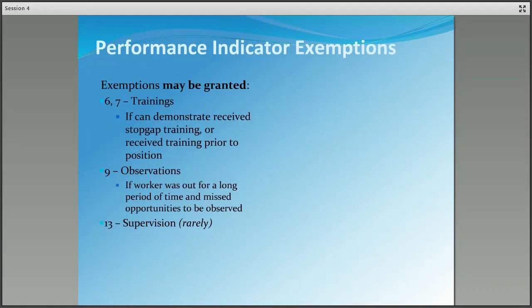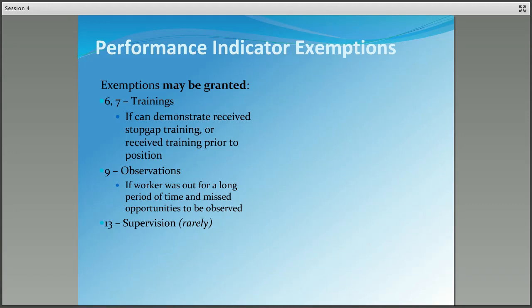As you run all the reports in preparation for the PIs, you may find that you do not meet certain items. You should determine whether you think you're eligible for an exemption for any of these items. If you're not sure whether a situation would be eligible for an exemption, you can always consult with your contract manager. Exemptions may be granted for some PIs.